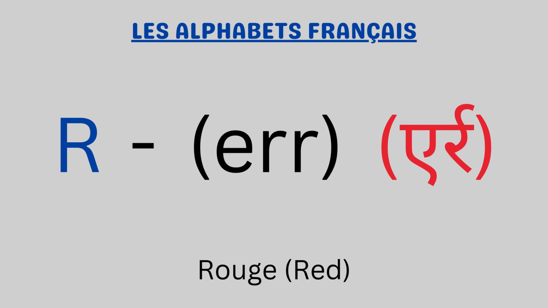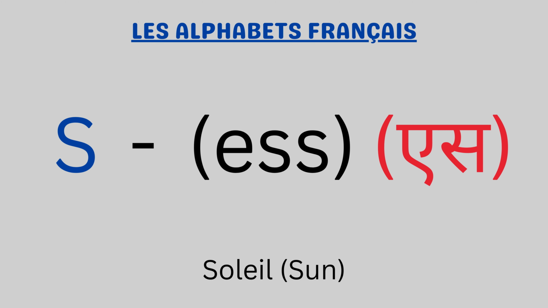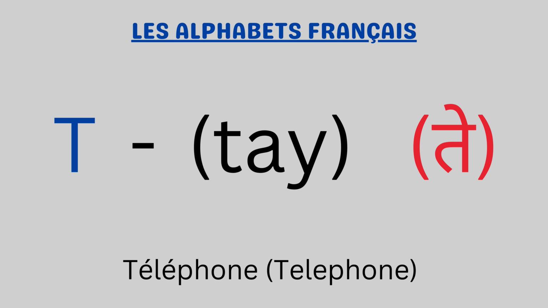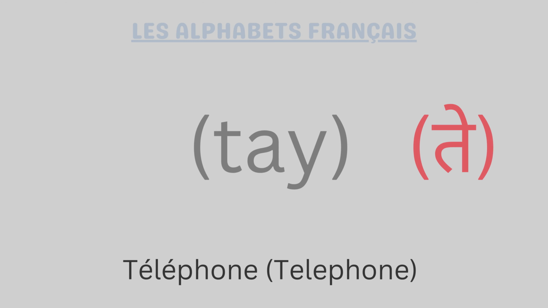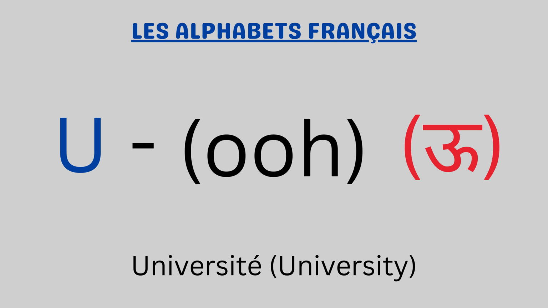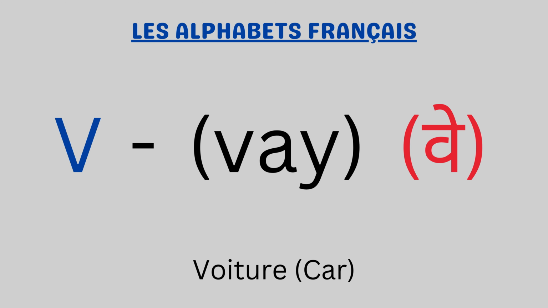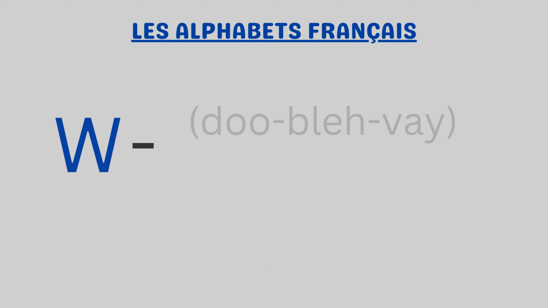R, rouge. S, soleil. T, téléphone. U, which is université. V, voiture, which means car. So W is W.